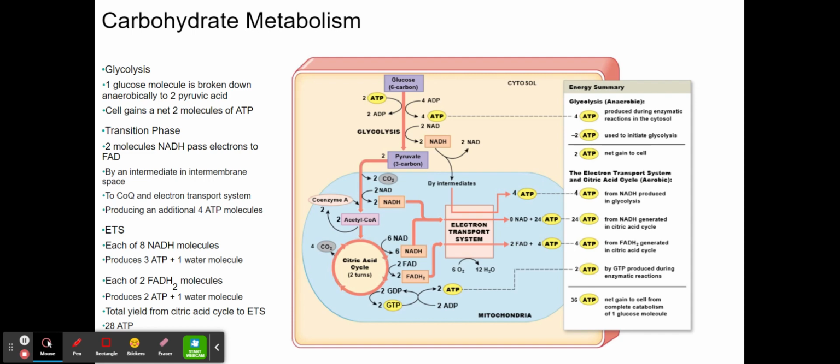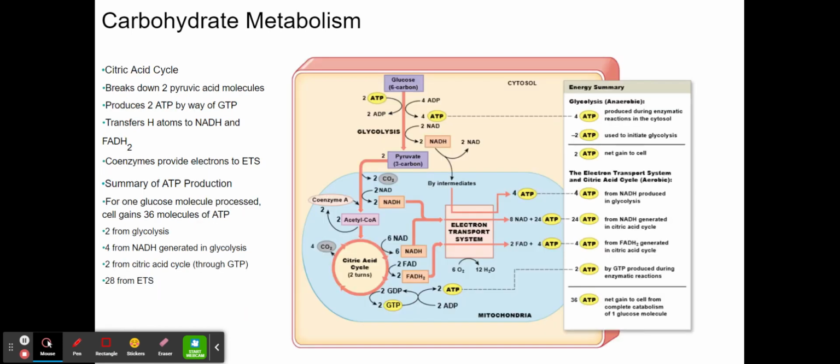The citric acid cycle breaks down the 2 pyruvate molecules, transferring hydrogen atoms to NADH and FADH2. These coenzymes provide the electrons to the ETS. Each of the 8 molecules of NADH yields 3 molecules of ATP and 1 water molecule. Each of the 2 FADH2 molecules produces 2 ATP molecules and 1 water molecule. Thus, the shuffling from the citric acid cycle to the ETS yields 28 molecules of ATP. Each of the 2 revolutions of the citric acid cycle required to break down both pyruvate molecules completely yields 1 molecule of ATP by way of GTP. This cycling provides an additional gain of 2 molecules of ATP.